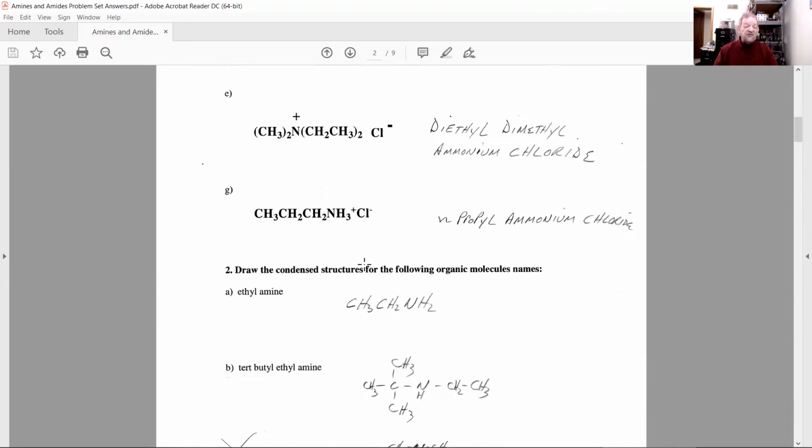Now, when there are less than 4 groups on there, you have an amine salt. And guess what? You name them the same way. And here we have an N-propyl, and notice amine salts and quaternary ammonium salts have 4 covalent bonds to nitrogen. And here we have N-propylammonium chloride.